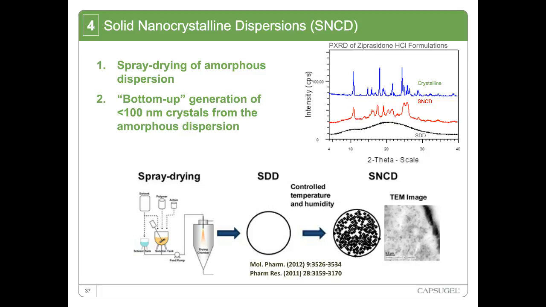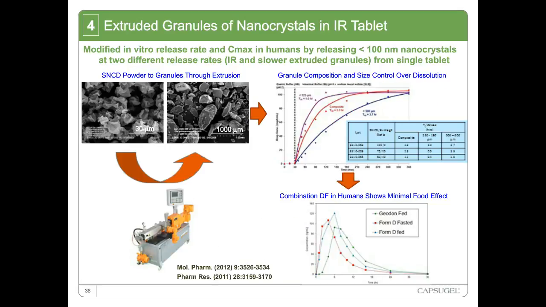As noted, this powder got rid of the fed fasted effect by increasing fasted absorption. However, when put in an IR dosage form, it actually gave too high of a Cmax and too early of a Tmax for bioequivalence. So we started to modify the release rate by extrusion to make bigger particles and mixing with other excipients to modulate that release rate. We extruded and milled in this case, as shown in the upper left SEMs on this particular slide.